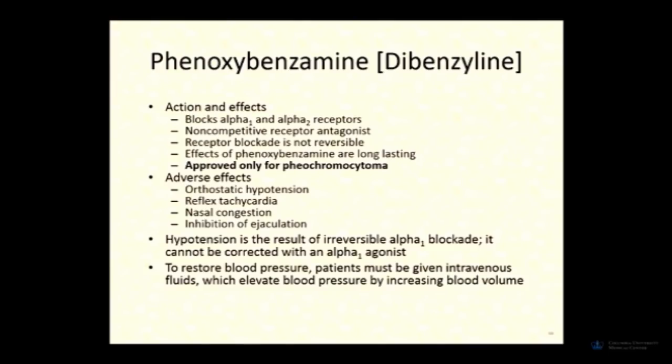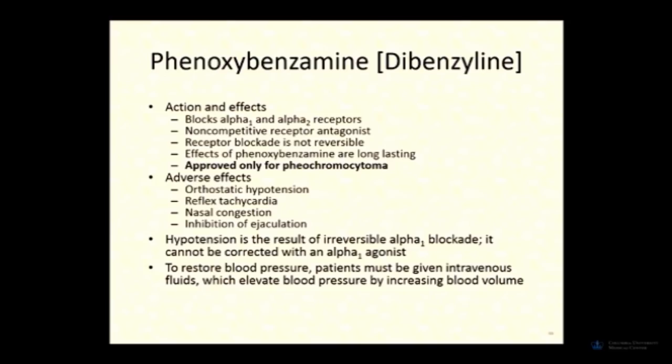Phenoxybenzamine. This drug is also a non-selective alpha blocker, so it blocks alpha-1 and alpha-2. It's a non-competitive receptor antagonist. So this was the one case, right? This is the one exception to the rule of these alpha blockers being competitive antagonists. And it's really only used to treat the pheochromocytoma.